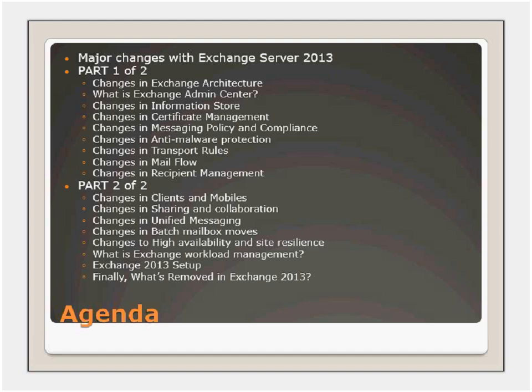And the messaging policy and compliance, anti-malware protection, transport rules, mail flow. Then we talked about recipient management. We didn't talk about every recipient management feature, but we talked about the new things that came up in recipient management, and the new things in the clients and mobiles, and whatever is new in sharing and collaboration, the unified messaging part, then batch mailbox moves, high availability and site resiliency.